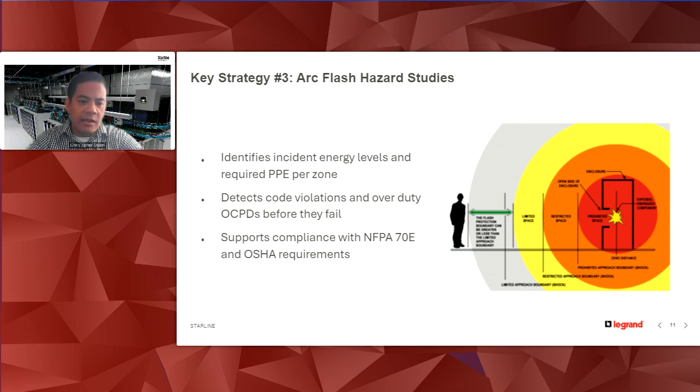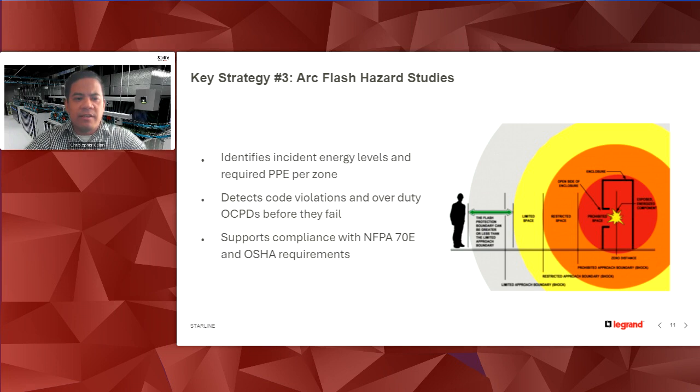And with that knowledge, you can train your employees on what the arc flash boundaries are. And even for unqualified employees that maybe are less equipped to be in that zone, they need to stay out of that arc flash boundary. So to finish this slide out, arc flash hazard studies obviously reveal incident energy levels, help detect code violations, but they also support compliance with NFPA 70 and OSHA requirements.